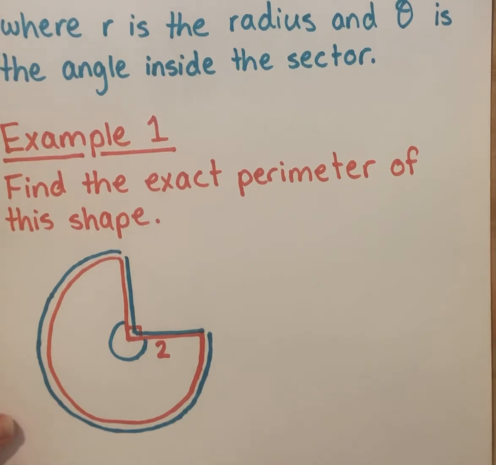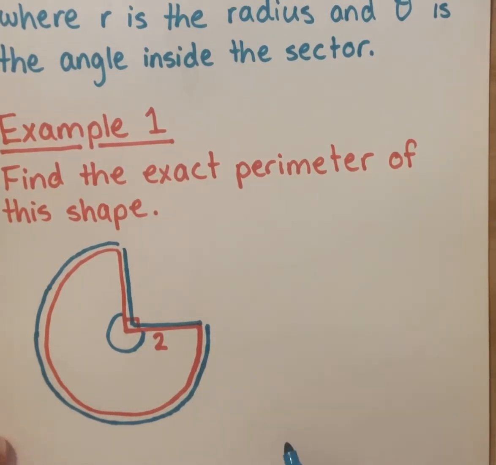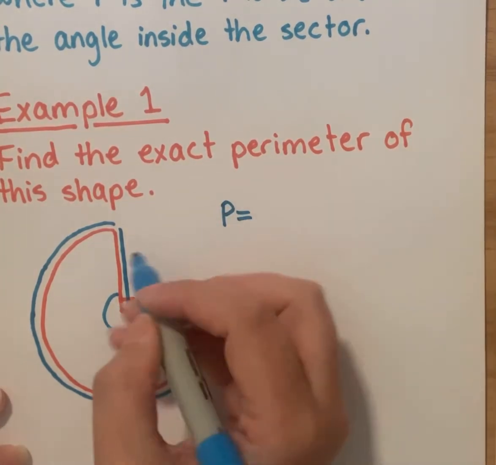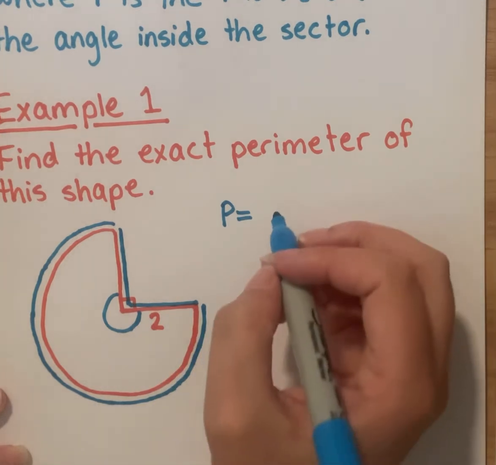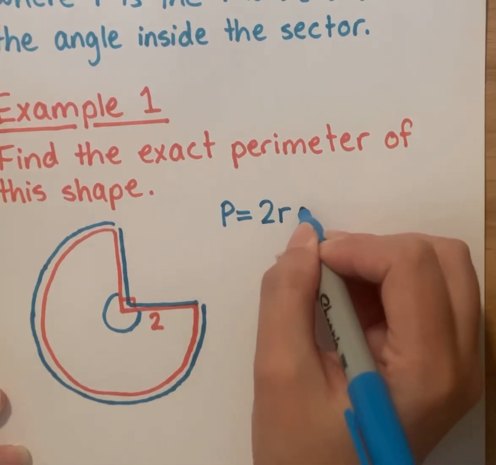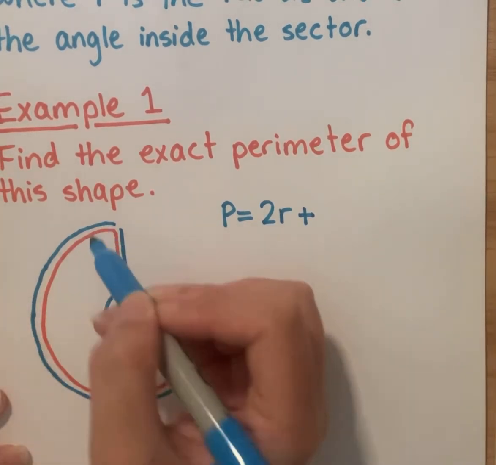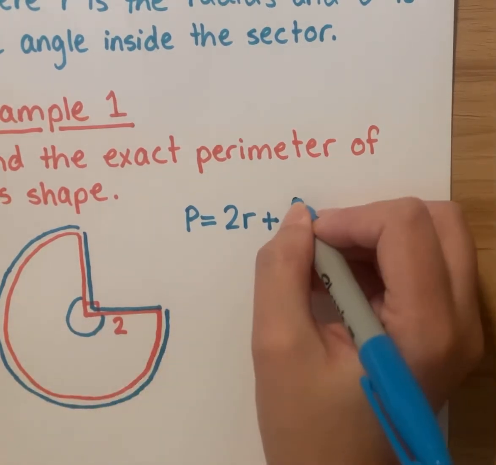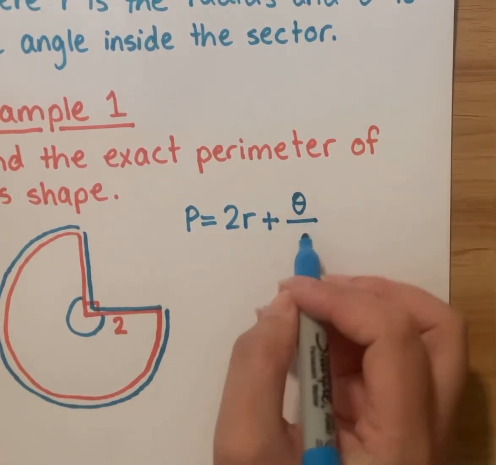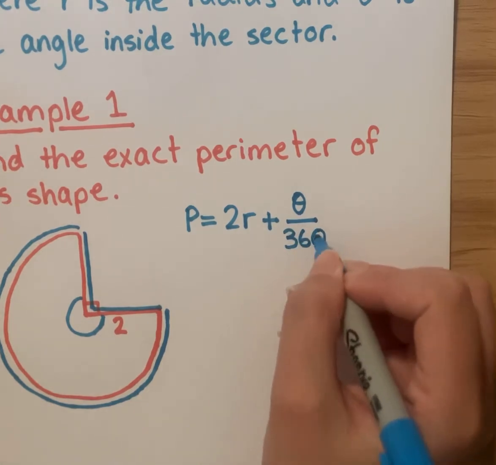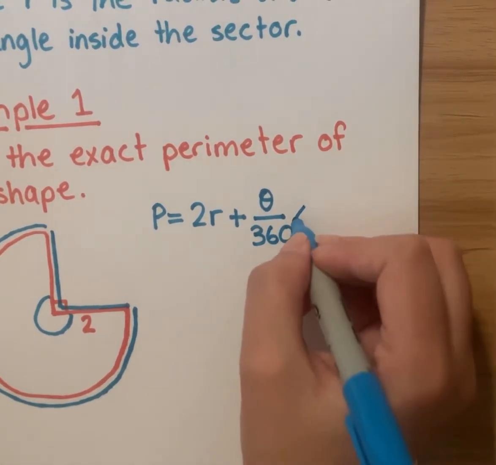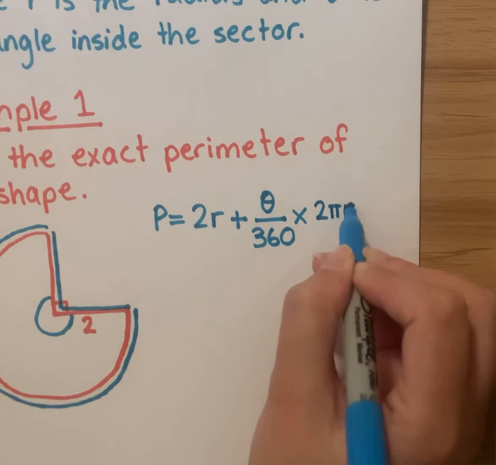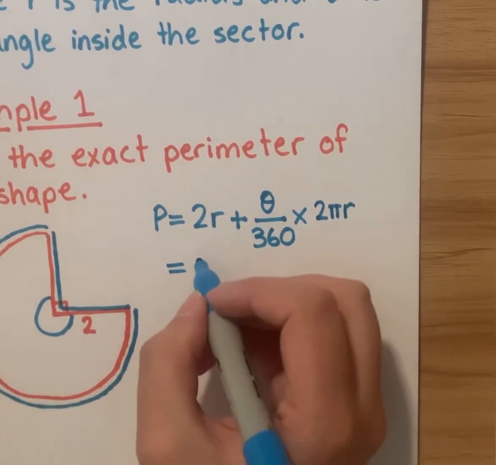So let's move to example 1. Find the exact perimeter of this shape. Let's write down our formula. Perimeter is going to be our 2 straight sides there, which are the radius, so 2 times the radius, plus our curved length, which is going to be the fraction, and it's going to be the angle inside the sector out of 360. That gives us our fraction of a whole circle, times the circumference, because we just want a fraction of the circumference. So 2 pi r. That's our formula. Now we know our radius is 2, so we can plug that in.